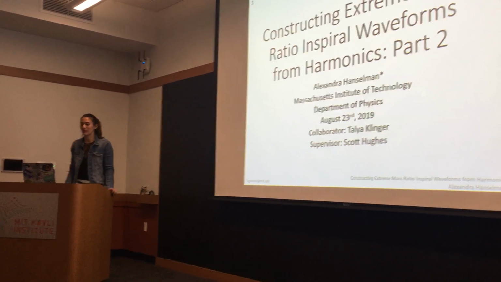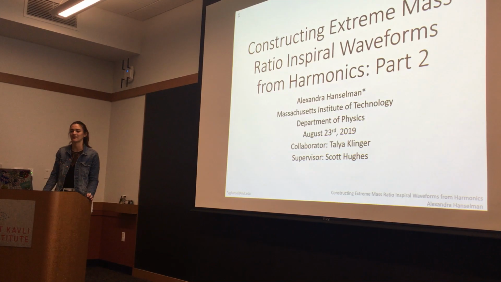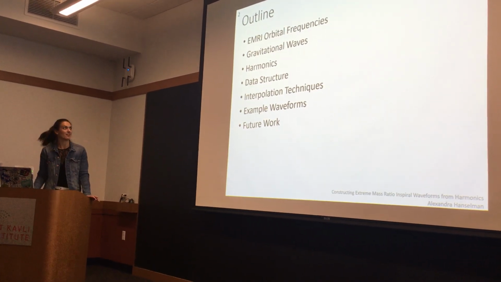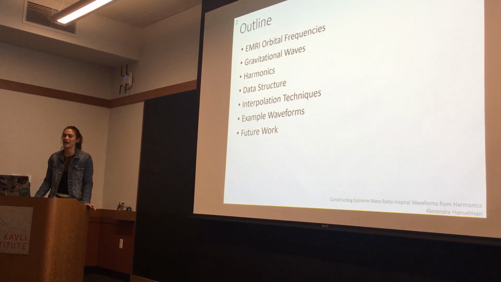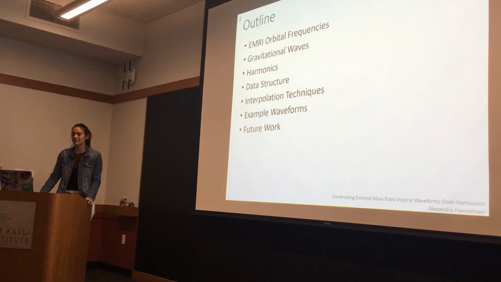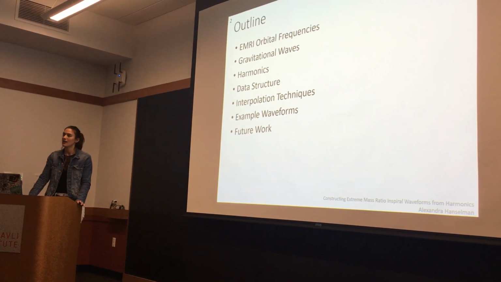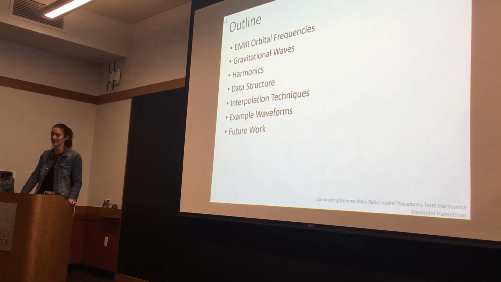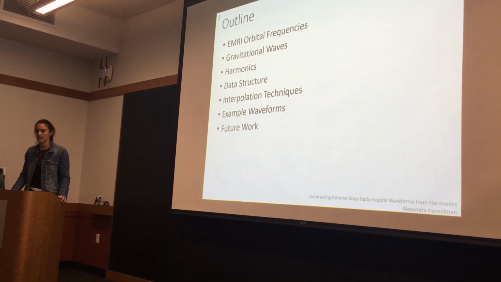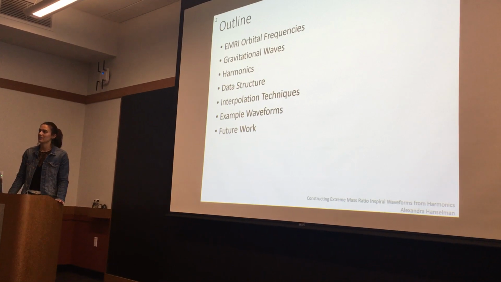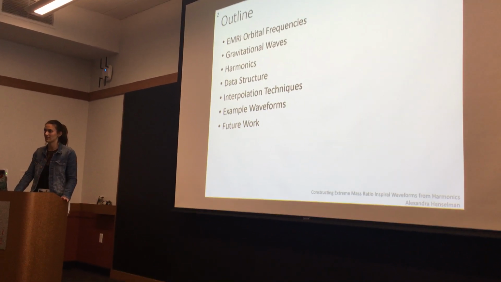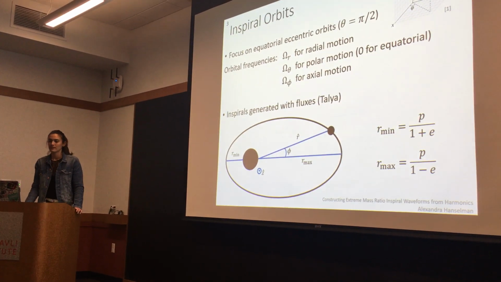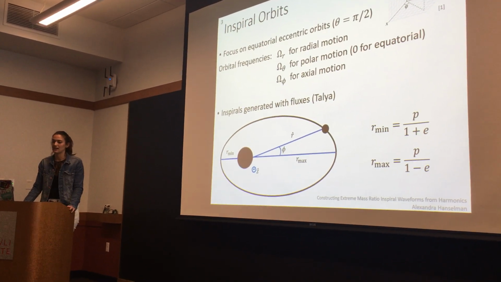And today I'd like to talk to you about part 2 of our talk, which is constructing extreme mass ratio waveforms from harmonics. So today I just want to give a quick outline. First I will talk to you about EMRI orbital frequencies and a definition of gravitational waves. And then I'll talk to you about some math behind how we calculate gravitational waves, our data structure, interpolation techniques. And then I'll show you some example waveforms that we have actually made and some future work that will be done.